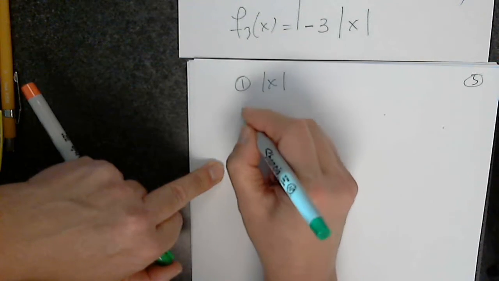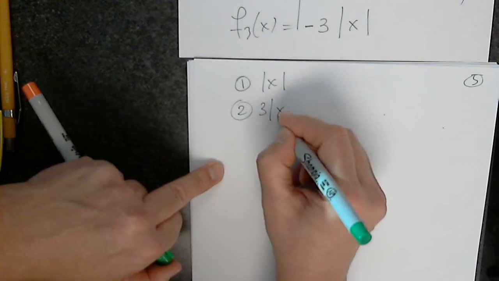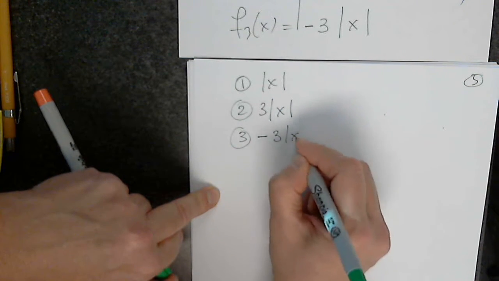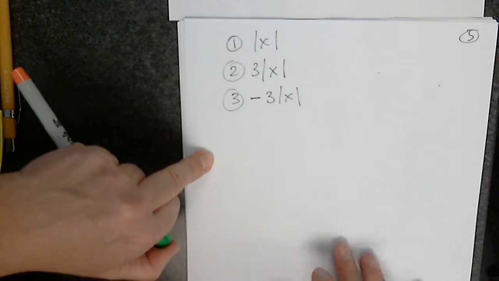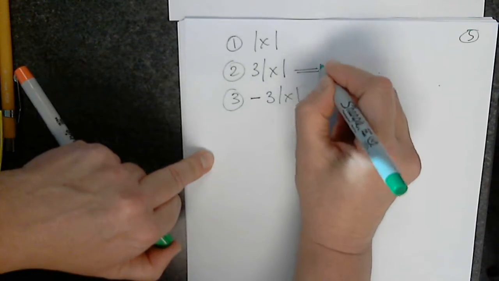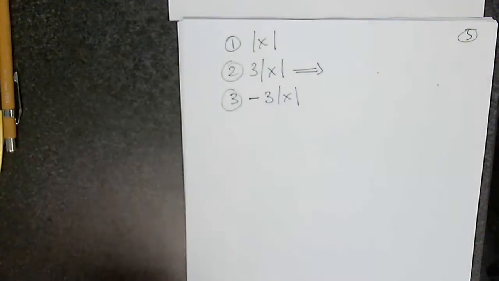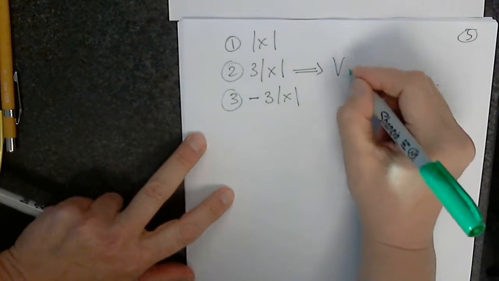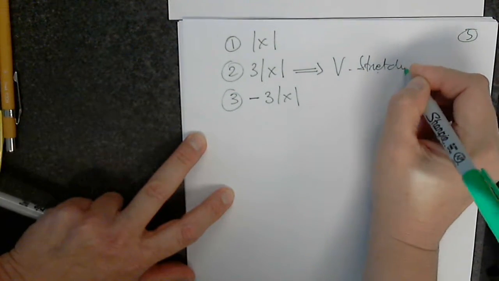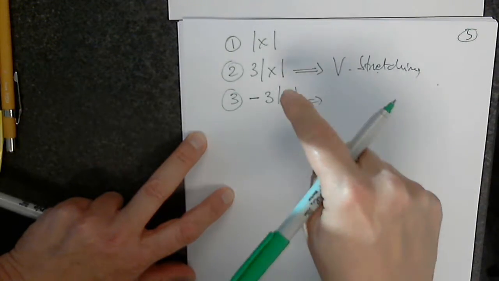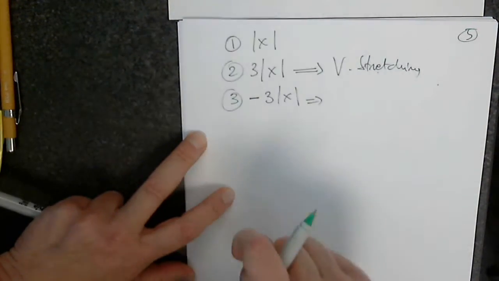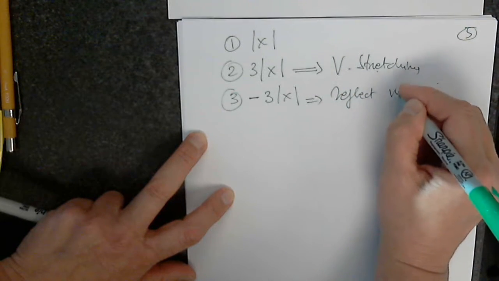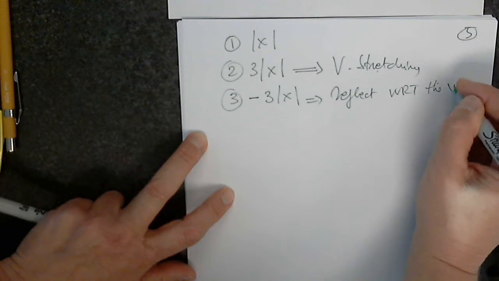The absolute value of x, step 2, 3 times the absolute value of x, and step 3, -3 times the absolute value of x. This is the base function. What will this do to this function? Vertical stretching by a factor of 3. Now what will this do to this function? Exactly. Reflect with respect to the x-axis.